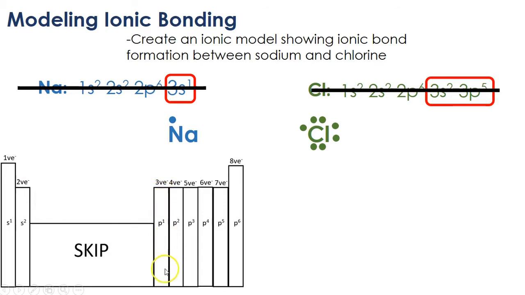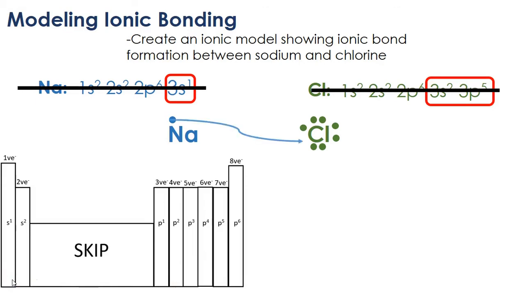We're going to look at this column over here, our 3A. Every element in this column is going to have 3 valence electrons. 4A is going to have 4 valence electrons, and then it just goes 5, 6, 7 until we get to our noble gases, which have 8 valence electrons. So using this table, we can remember the valence electrons for each element. So what we want to do now is model ionic bonding.